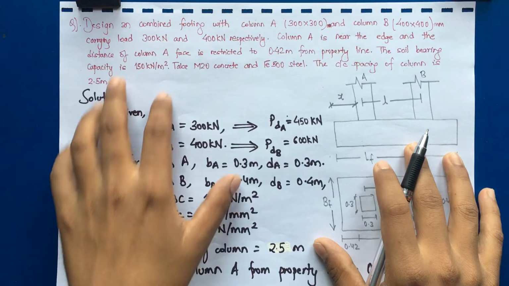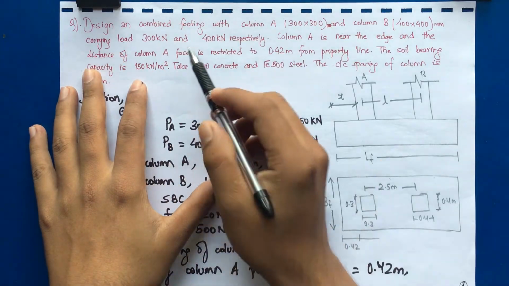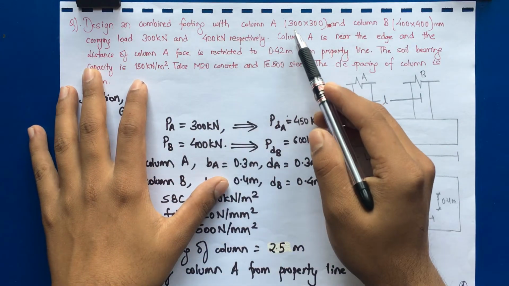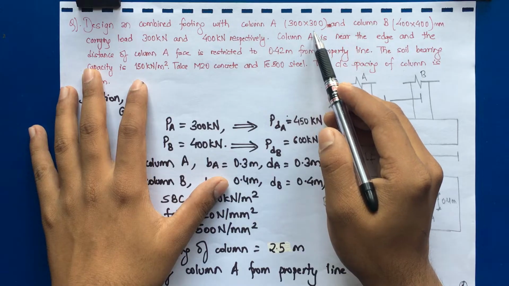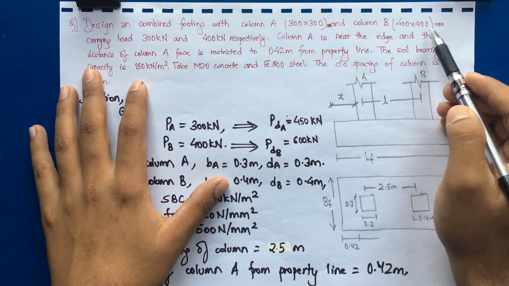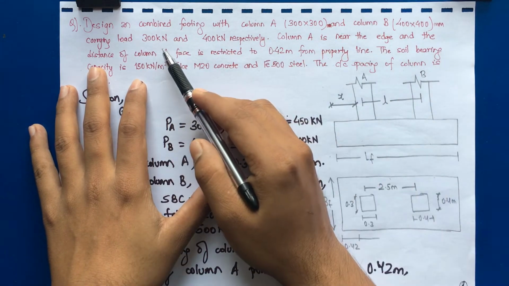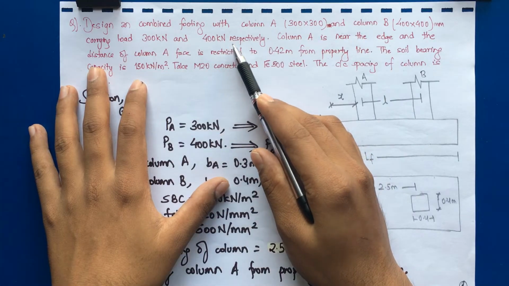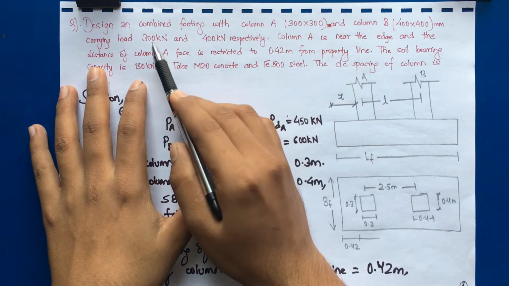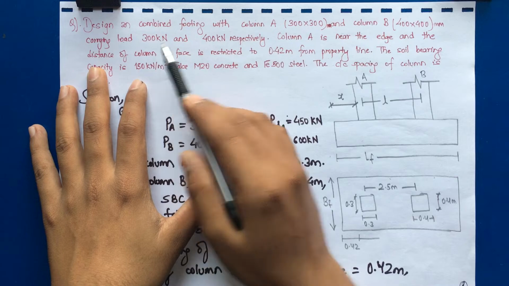So we have a question here. Design a combined footing with a column A of dimension 300 by 300 mm and column B 400 by 400 mm, carrying loads of 300 kN and 400 kN respectively. Make sure these are the unfactored, or we can say service, loads.